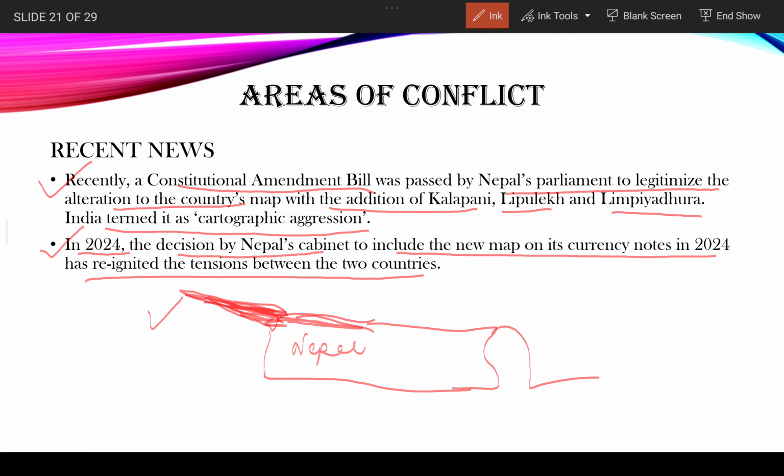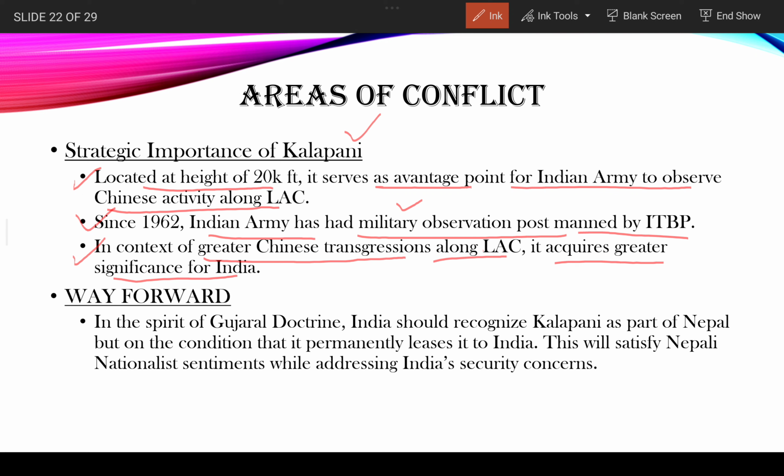So this is about the point. Since this is at the tri-junction of India, China and Nepal, it holds a kind of strategic importance for India. So what can be the way forward? See, it's important to understand that the region of Kalapani does not have much importance for Nepal. Yes, it is related to the prestige of Nepal, but when it comes to strategic importance, it is not of great advantage to Nepal.